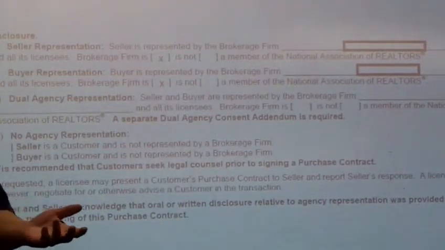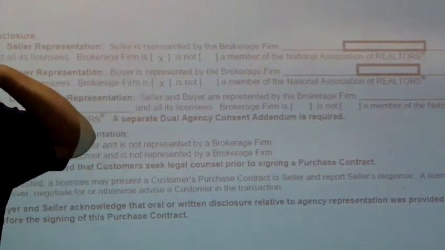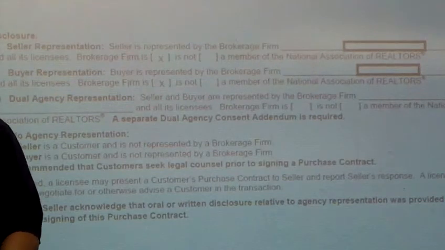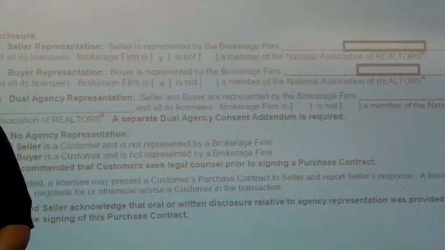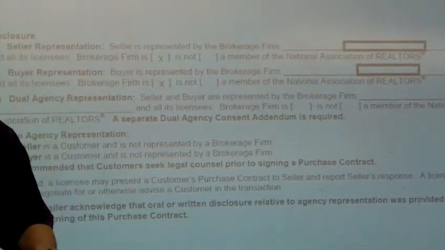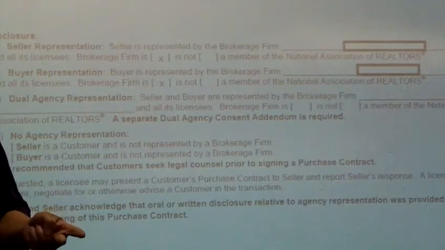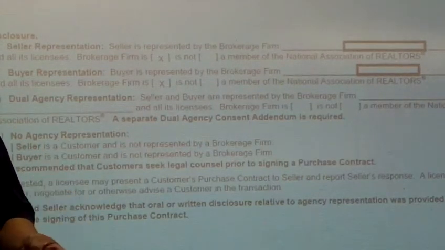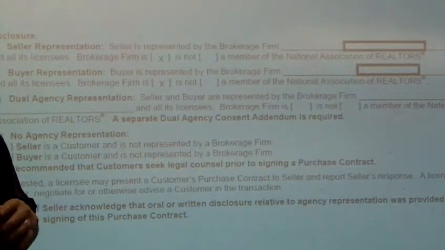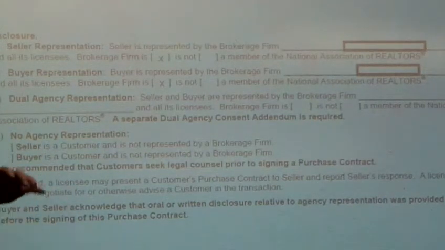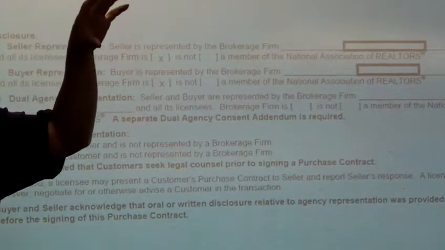If a broker that's representing one of the parties is not a member of the Honolulu Board of Realtors or the others. Oh, but it says National Association of Realtors. Yeah, so remember, to be a member of the Honolulu Board of Realtors, you're required to be a member of the Hawaii Association of Realtors as well as the National Association of Realtors. In fact, you're actually a member of the National Association of Realtors, technically.